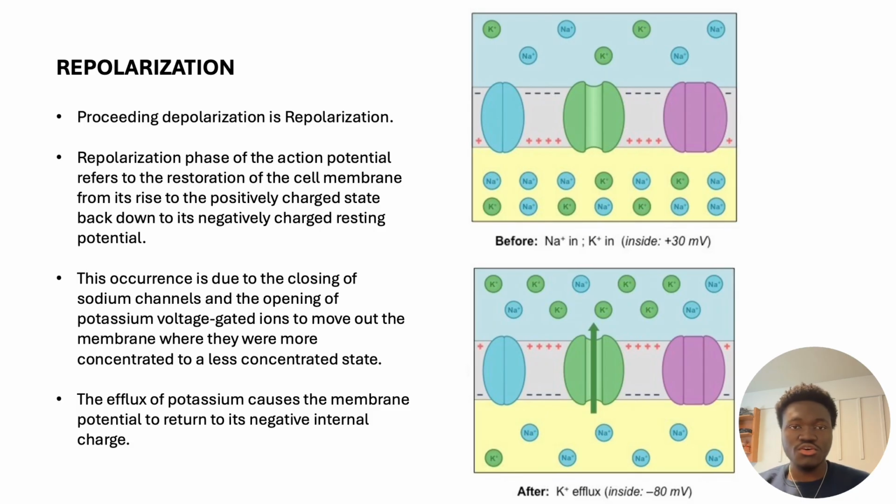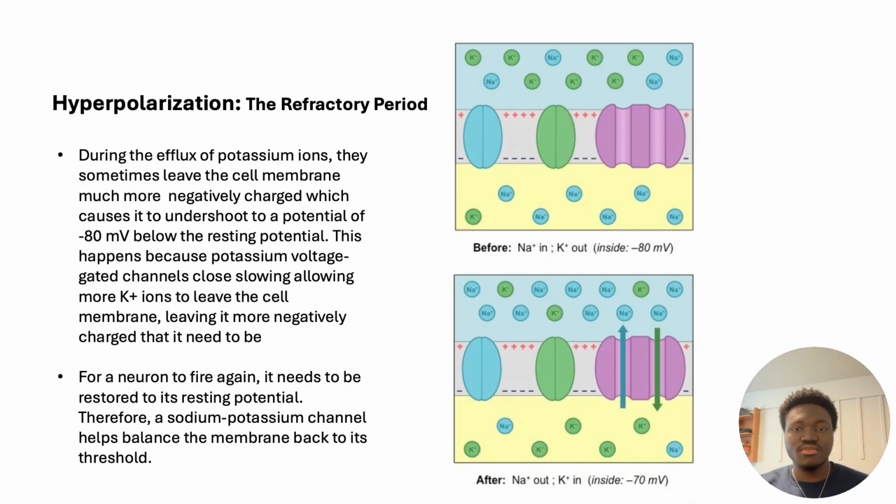So in order for the neuron cell to fire again, it needs to be restored back to its resting potential. The repolarization process aids in restoring the inside of the membrane back to its negative voltage. The repolarization process is where the sodium channel closes and the potassium channel opens, allowing K+ ions to move out of the membrane. The efflux of K+ ions helps the membrane return to its negative internal charge.